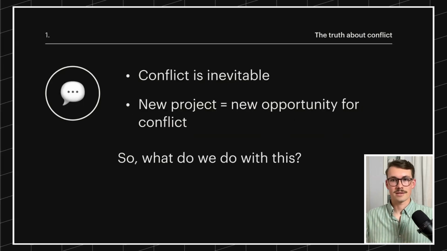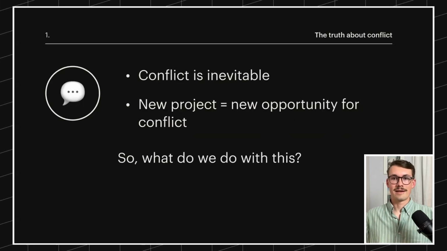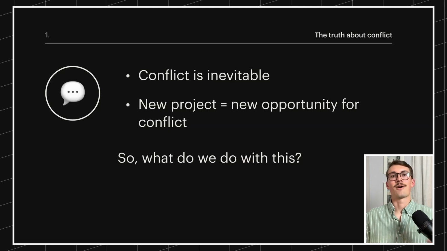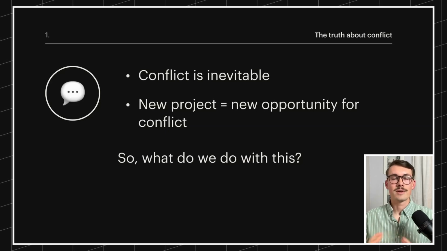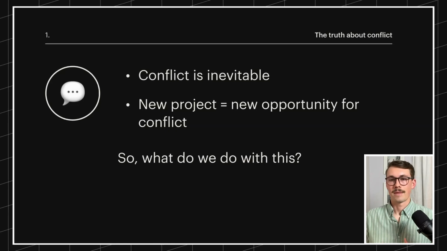So what do we know from this? Conflict is inevitable. We're humans. We're not perfect. We mess up, some of us more than others, but that's okay. Conflict is going to come. And so what do we do about it when it does come?